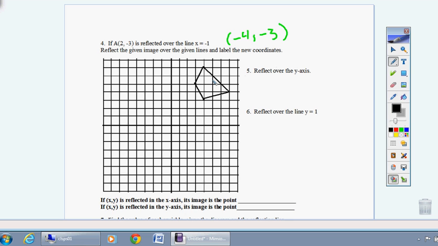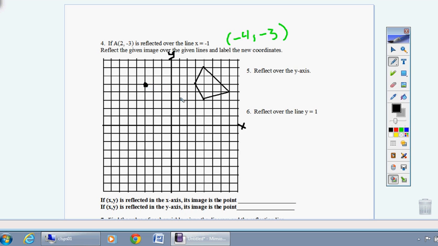Okay, now we're going to reflect a whole image. In numbers 1 through 4, we were reflecting points, and now we're going to be reflecting an entire image. It says reflect the given image over the given line and label the new coordinates. So if I reflect this image over the y-axis right here, here's my y-axis, and here's my x-axis, I need to reflect each vertex of that image over the y-axis. So I'll start with this vertex. Again, same thing we did before. 1, 2, 3 units to the y-axis, and then 1, 2, 3 units beyond that.